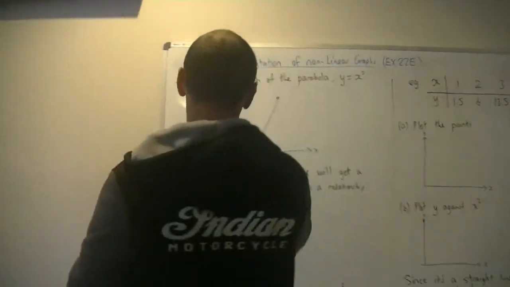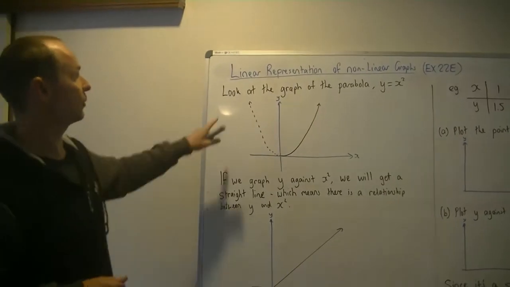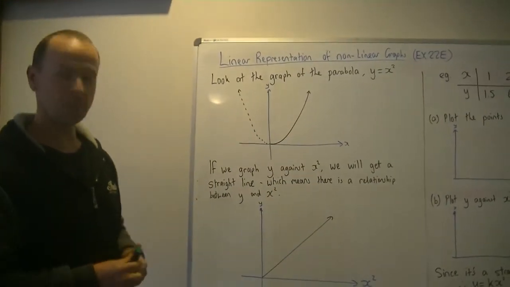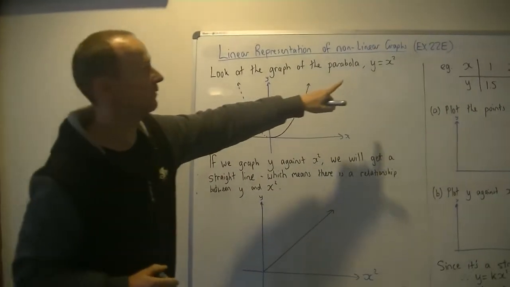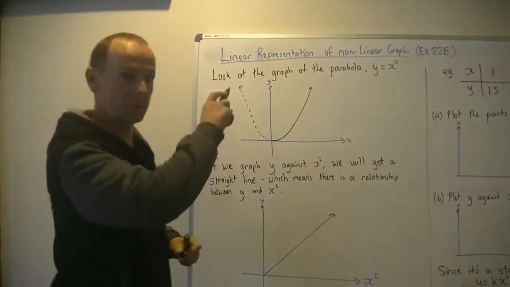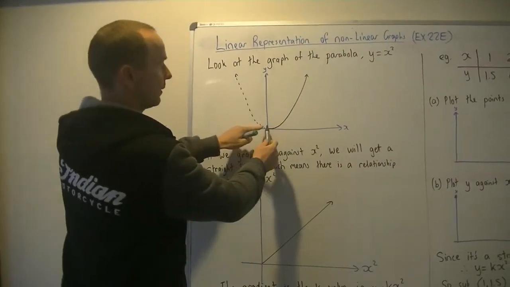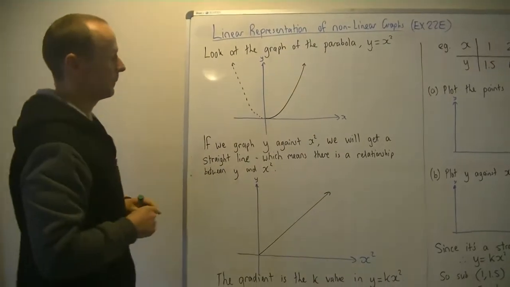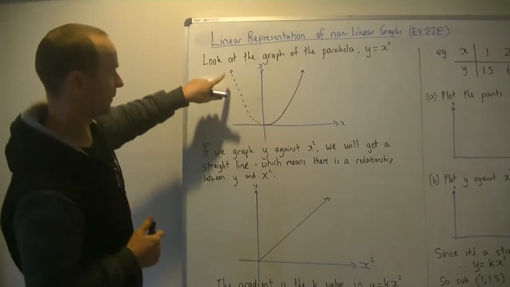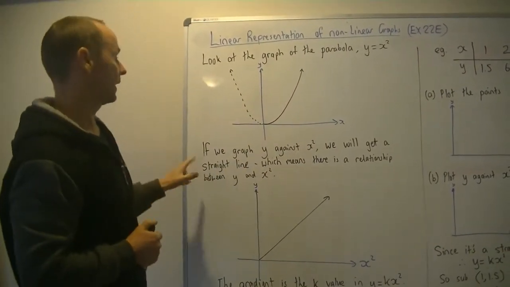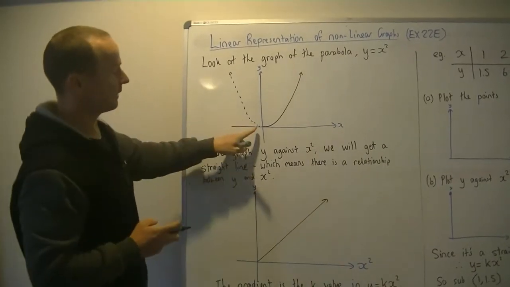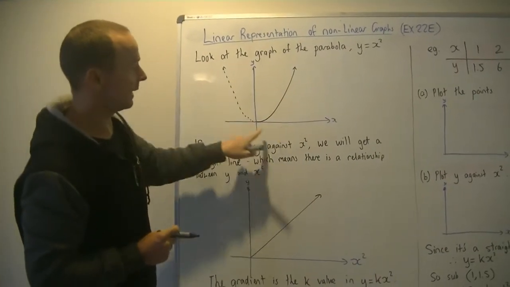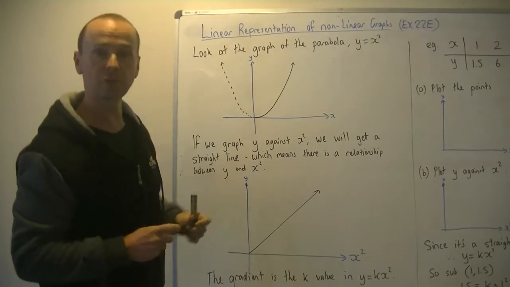Alrighty, okay, so let's start from here. Let's look at the graph of this parabola. So remember, a parabola is in the form of y equals x squared. Because it's x squared, we know it's a parabola. Looks like that. We're only looking at the positive section of this, and that's why I put that as a dotted line. Alright, so we notice that that is not a straight line when we plot y against x. It's a parabola, it's not a straight line.